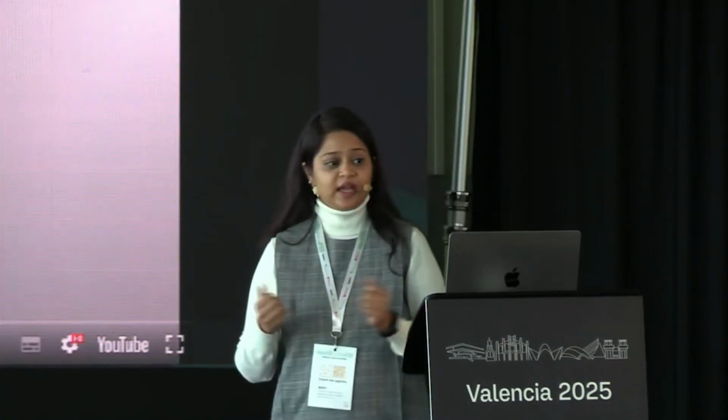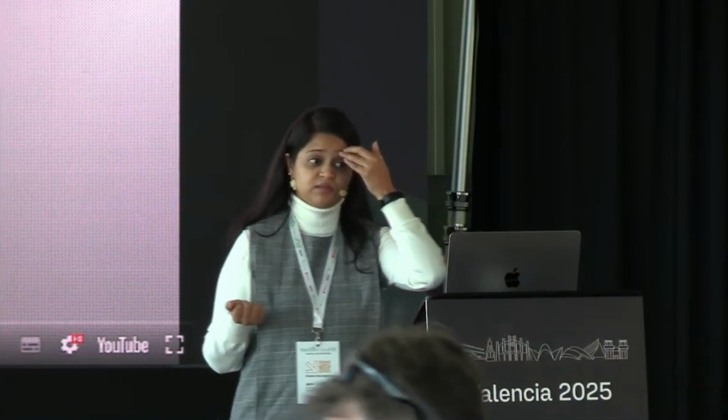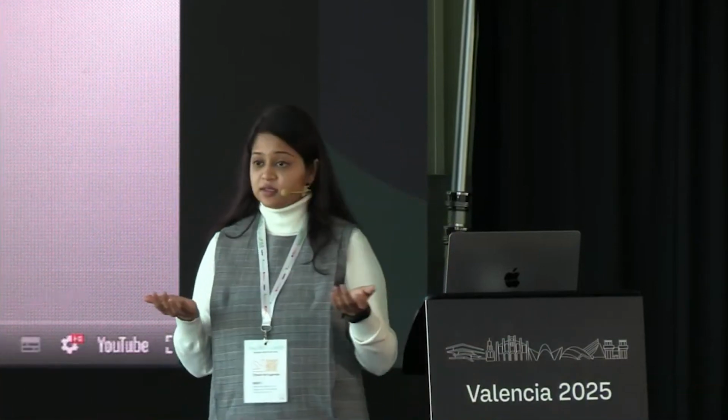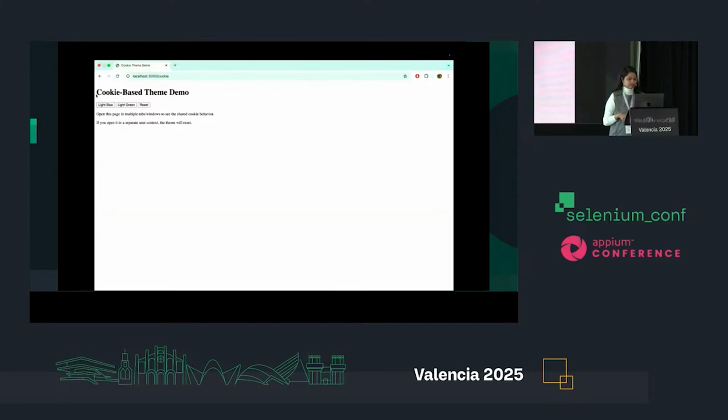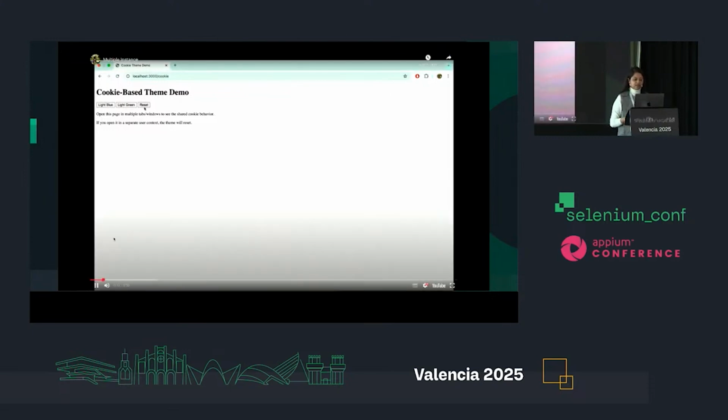Just for the example, I created a simple website which uses cookies to change the background color. If you click on the light blue button, it will change the background to light blue. You click on light green, it will change the background to light green, and you reset it, it's setting it to white. And in the background, it's using cookies to do the same thing. This is just a sample website, and it has the 3 buttons.